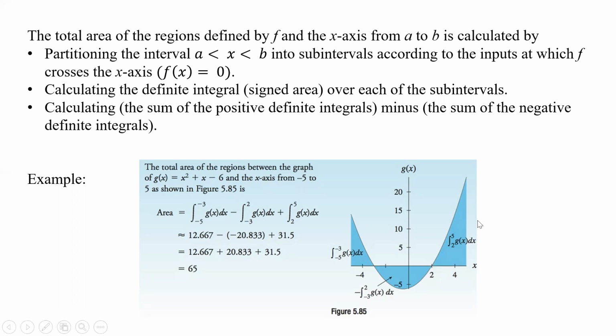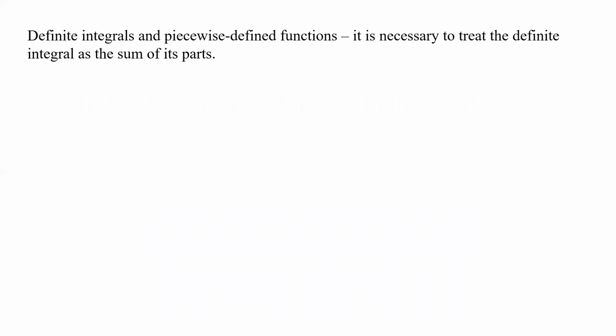So it kind of depends on what you're doing on how this is going to work. So what if we have definite integrals and piecewise defined functions? Well, it's necessary to treat that definite integral as the sum of the parts. So if we have a three-piece piecewise, you're going to have three integrals. If you have two, you have two integrals. And so it's going to be a little bit more work depending on how big your piecewise functions are.